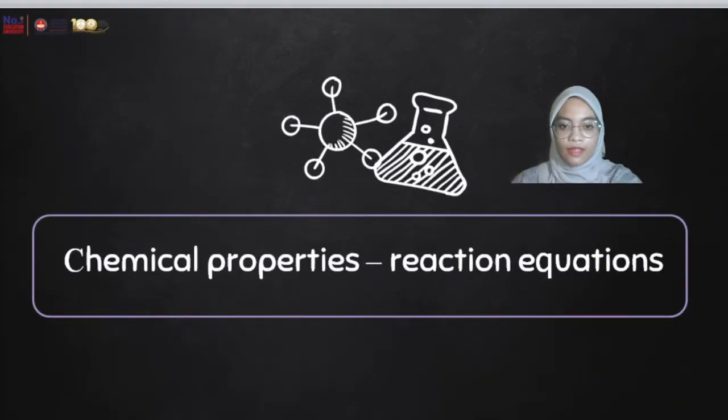Chemical properties in group 15. In this topic, we will learn about the reaction equations that occur in the group 15 elements. There are 5 topics here: oxidation state, reaction with hydrogen, reaction with oxygen, reaction with halogen, and reaction with metal.